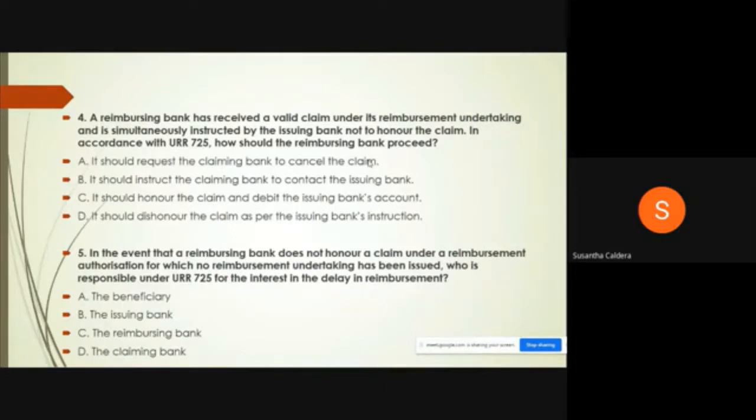A reimbursing bank has received a valid claim under its reimbursement undertaking and is simultaneously instructed by the issuing bank not to honor the claim. In accordance with the URR 725, how should the reimbursing bank proceed? A, B, C, or D?